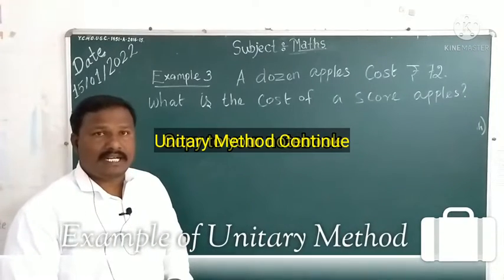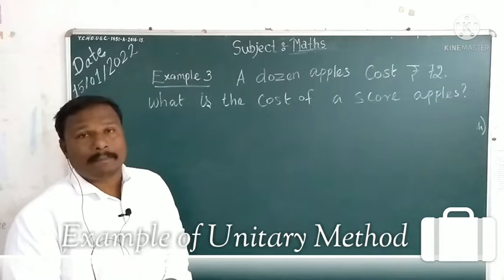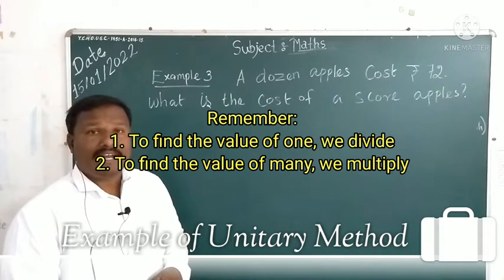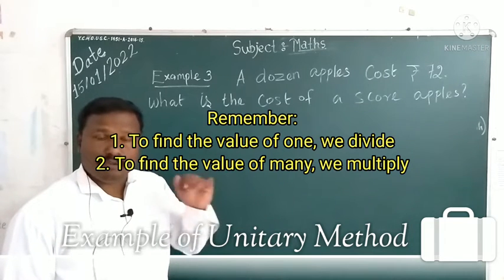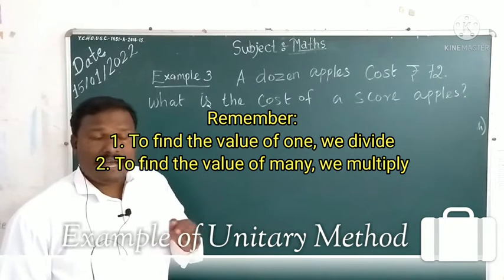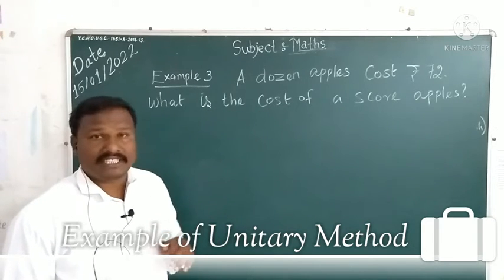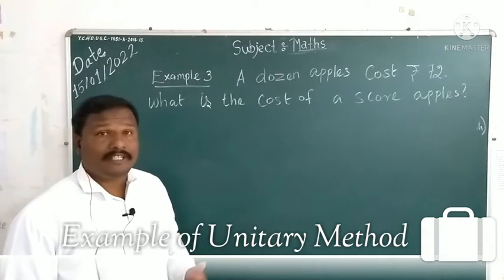Good morning, students. Today we will discuss the unitary method, example 3. So I told you, when we find a one unit cost value of 1, we have to do division. When we find out the value of many things, more than one thing, we have to do multiplication. Okay. So here the different situation.